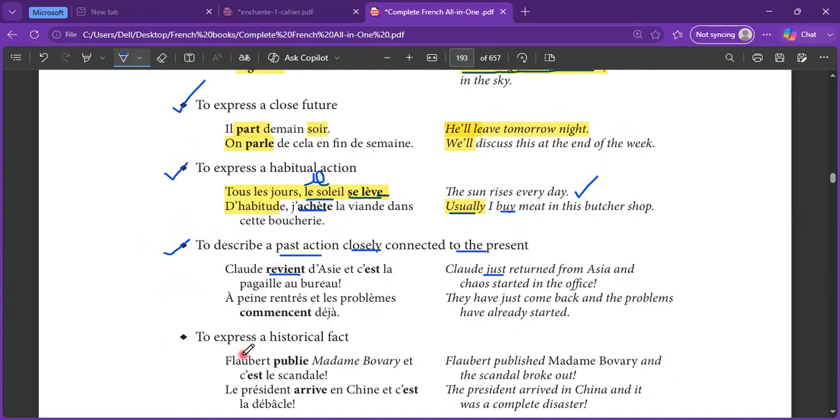Claude revient d'Asie et c'est le chaos au bureau. That is a chaos. They have just come back and the problems have started already.